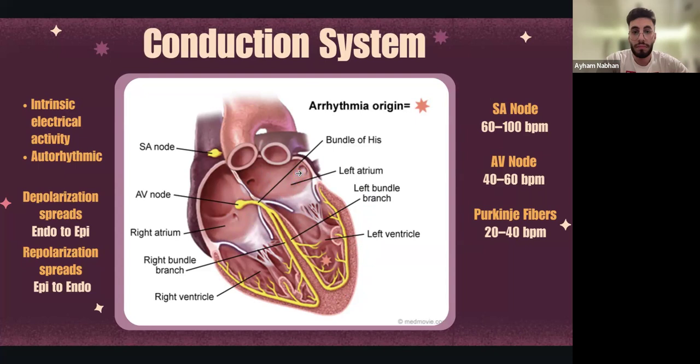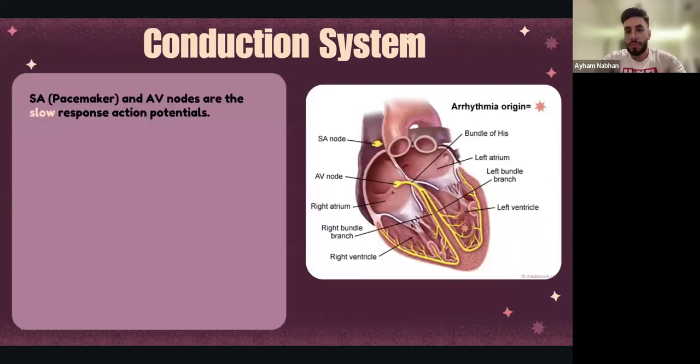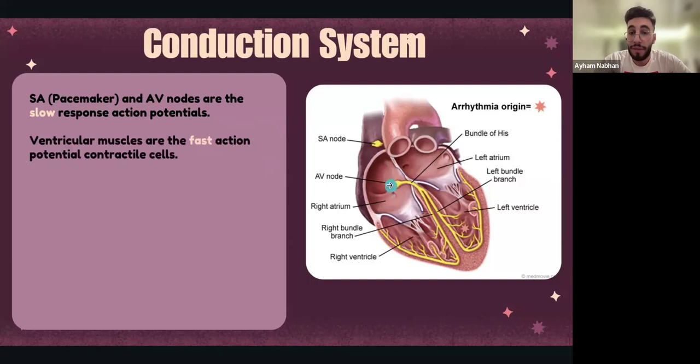Easy? That's it. So as we said over here, we have an SA node and AV node. They are both pacemakers, so they set the heart rate, and they are actually slow response action potentials. As you're going to see in their action potential, they have a slow depolarization phase. We're going to talk about it later on. Whereas the ventricular muscle, where we have the left and right bundle branches and Purkinje fibers, have a fast action potential. That means we have a quick depolarization. We're going to see the graphs later on.